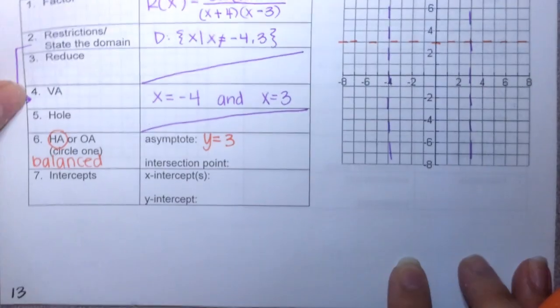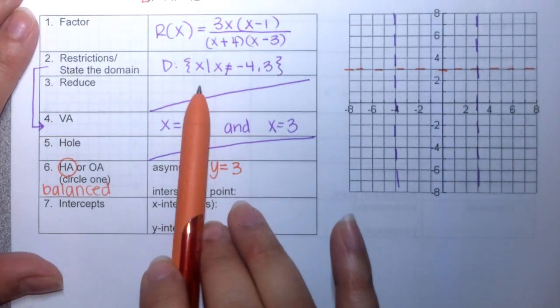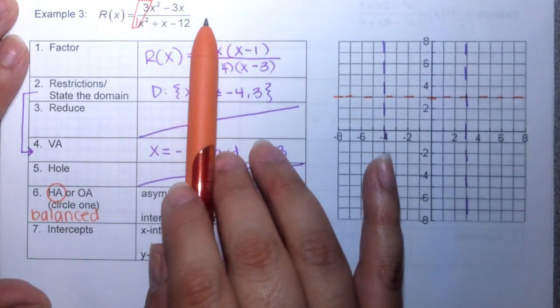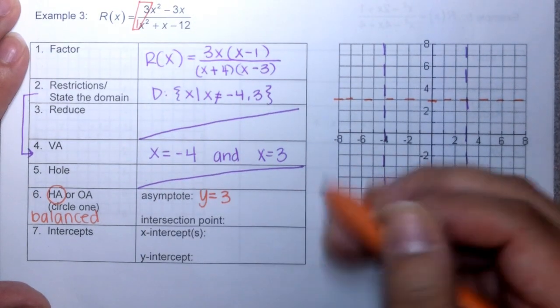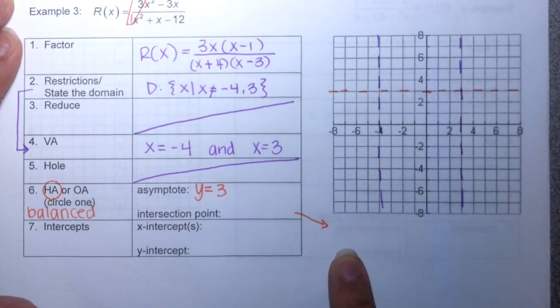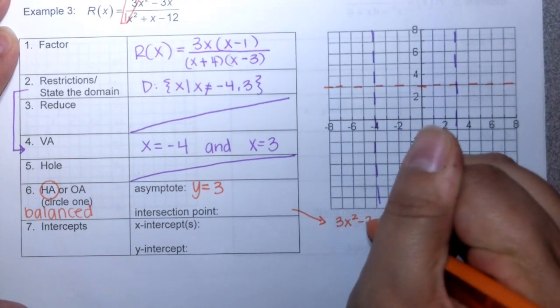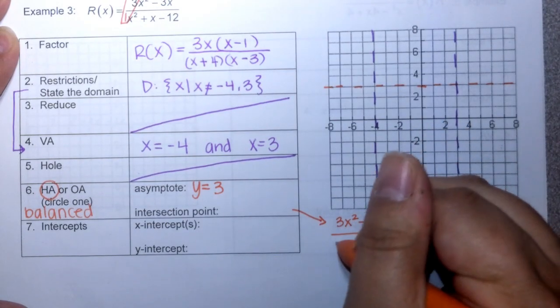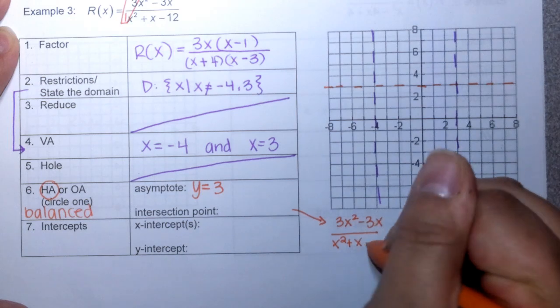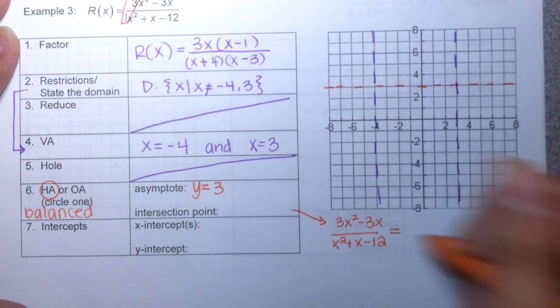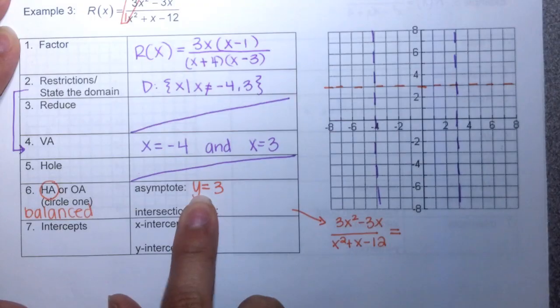The way that we are going to do that, if you have a reduced equation, I want you to use it. If you don't, I want you to use your original equation. So right here, just right below it, I'm going to write my original equation. 3x squared minus 3x over x squared plus x minus 12. And I'm going to make it equal to this asymptote of 3.